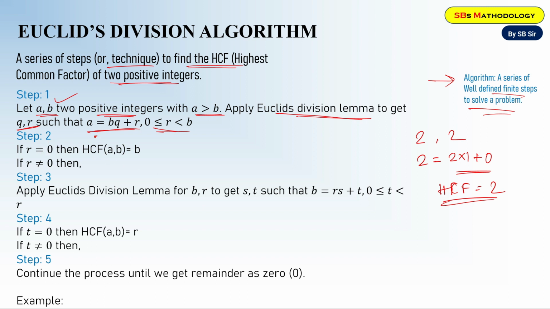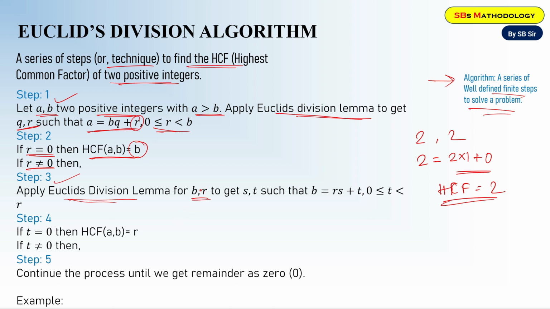What is the next step? Our next step is, if this r, that is the remainder, is 0, then the HCF will be the smaller number, that is b. Now if the remainder is not 0, and if it looks complicated to you, I will explain this in detail in a later chapter. Now if r is not equal to 0, then apply step 3. What is step 3? Then apply Euclid's division lemma again for b and r.